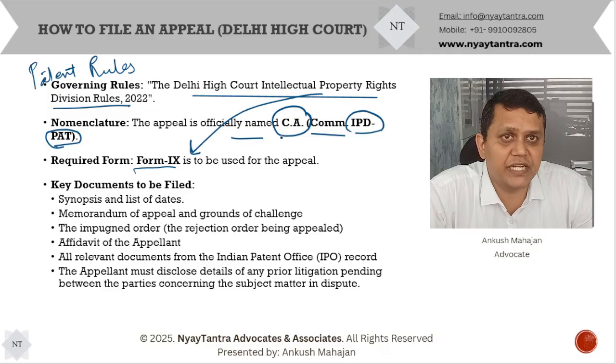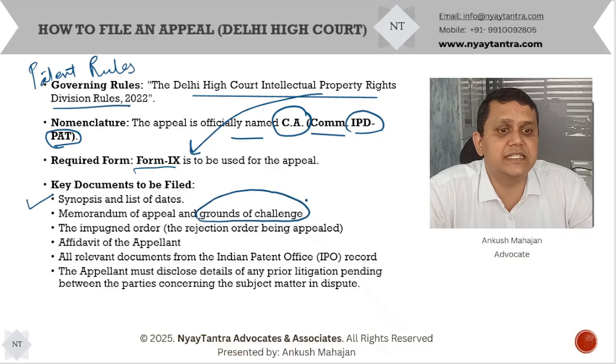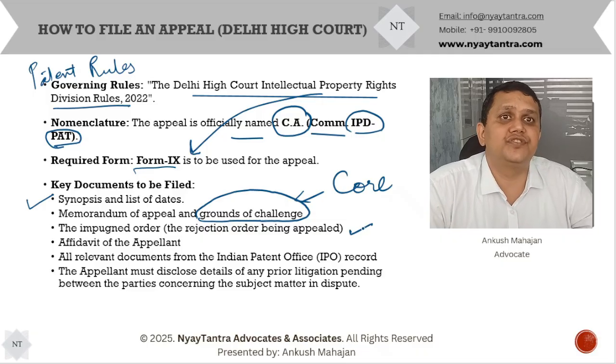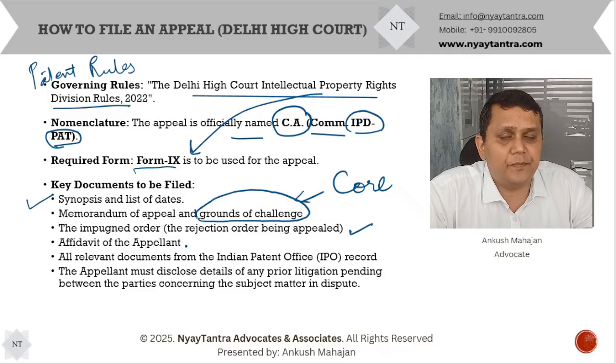What are the various documents you need to file while filing the appeal? Definitely the synopsis and the list of dates, the memorandum of appeal and grounds of challenge. This is the core of any appeal. What are the various grounds under which you are going to challenge the final order or the decision of the learned controller? The impugned order, obviously, the decision or the order which you are going to challenge. The affidavit of the appellant, many times the statement of truth, and all other documents which you need to prepare and file along with your appeal petition.